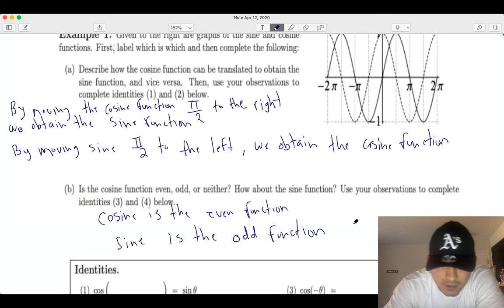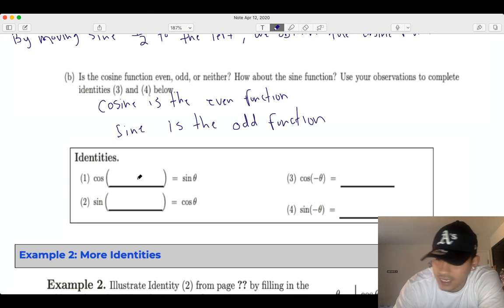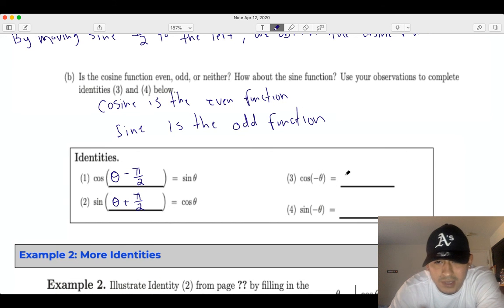All right, cool. Now we can fill in these identities. For the first one, we know that cosine of theta minus pi over 2 is equal to sine, because if I were to pick up the graph of the cosine function and move it pi over 2 spaces to the right, it will line up perfectly with the sine function. And if I were to take the sine function and move it pi over 2 spaces to the left, it will line up perfectly with the cosine function.